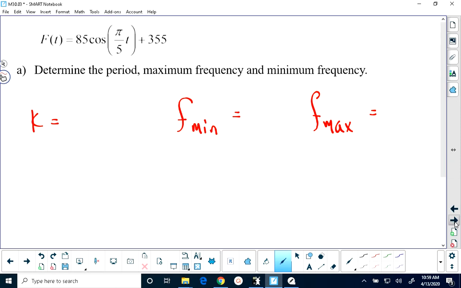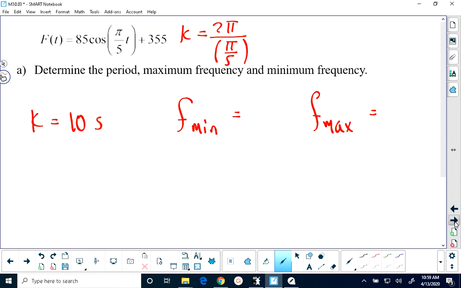So the period is 10 seconds. It's a measurement of time in seconds because t in this function is measured in seconds. You get the period by taking 2 pi divided by b, 2 pi divided by pi over 5. When you divide by pi over 5, you have to multiply by the reciprocal, and when you do that, the pi's will cancel. You'll be left with 2 times 5.